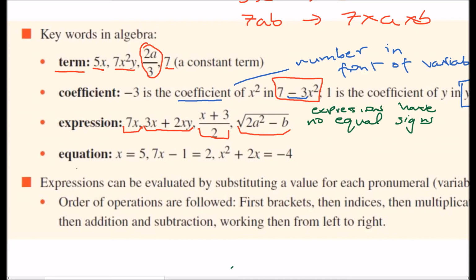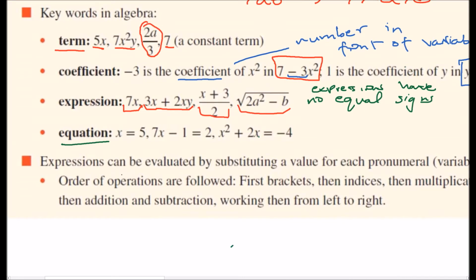But an equation has an equal sign. Generally with an equation, you'll be asked to solve or find the unknown, where it might ask you what is x, or figure out what x is. In this case, x equals 5. So an equation has an equal sign. In this case, 7x minus 1 equals 2. X squared plus 2x equals -4. Again, an equation has an equal sign.